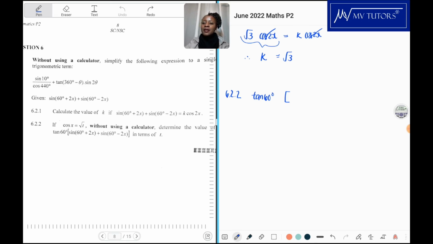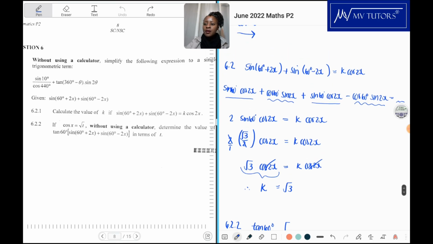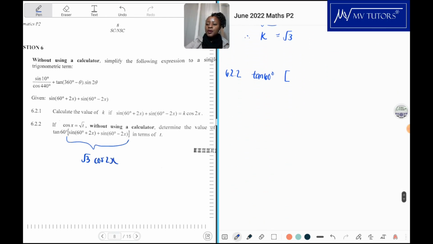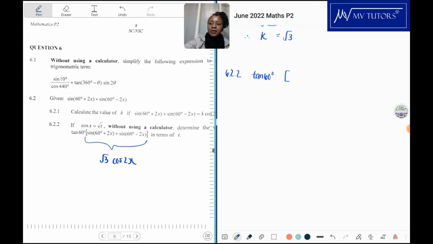But in the previous sum, we did solve for all of this, basically, and we found that it is root 3 cos 2x. So that is what I'm going to put there. I'm not going to put the whole sine 60 blah blah blah. That's going to take forever. I mean, this is 3 marks, so we shouldn't be laboring that much.